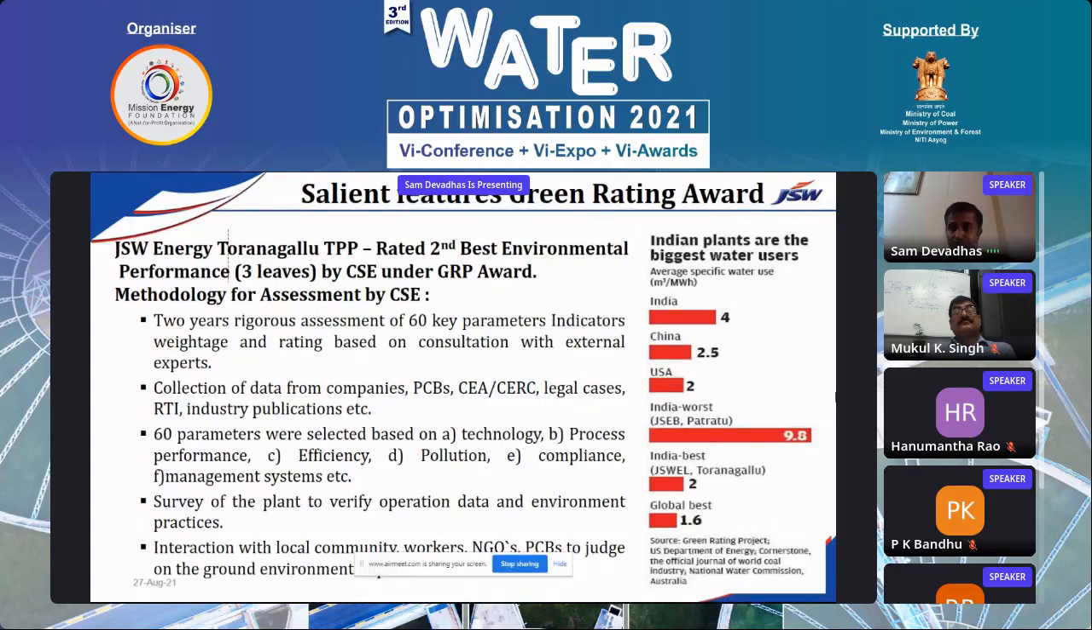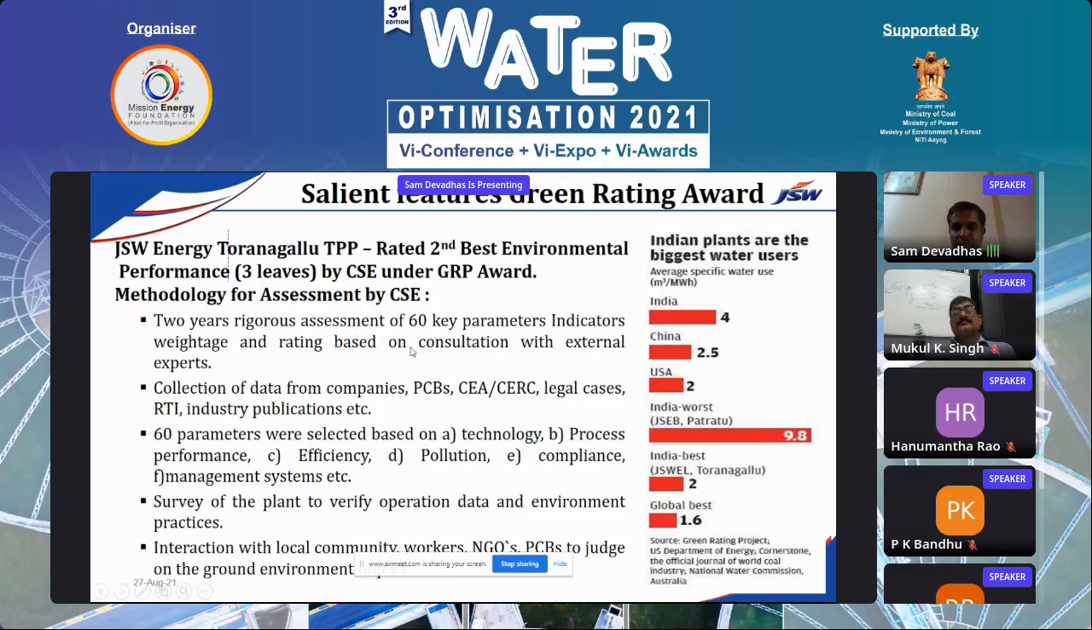The global water usage data has been given, and for India the total data has been produced by CSE. So our plant has been recognized as the best water optimizing plant for the year 2014-15 and 2015-16. So we have received the 3 leaves award.